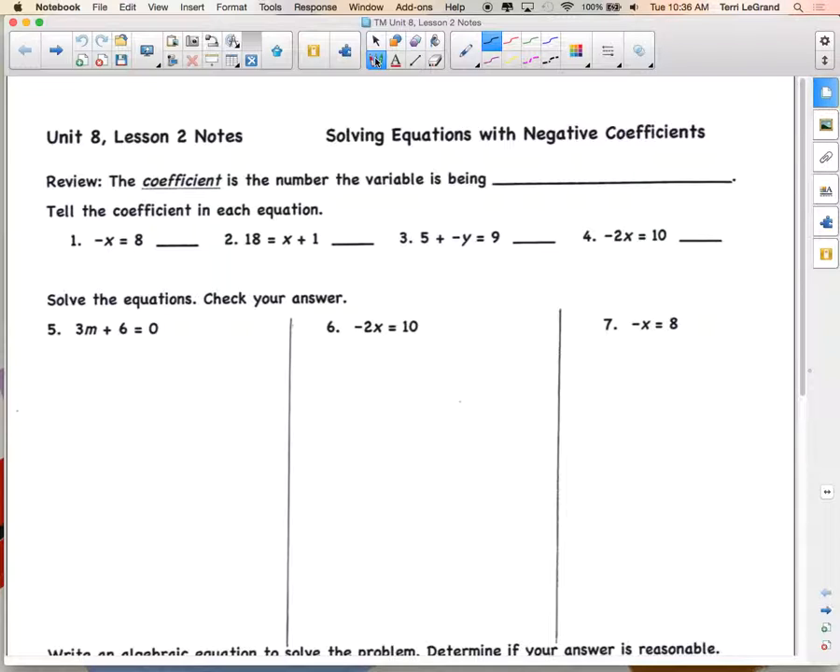Okay, I'm not going to just tell you what it is, you're going to tell me what it is. The coefficient is the number the variable is being, what do you think fill in the blank is there? What's the coefficient? Sylvia? Yeah, multiplied by, that's right. It is the number the variable is being multiplied by.